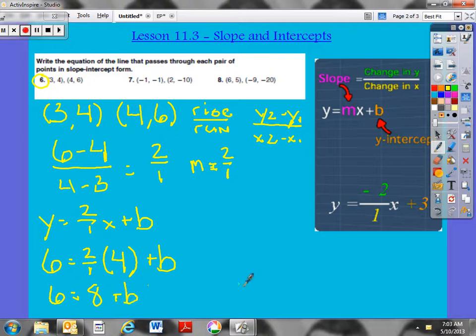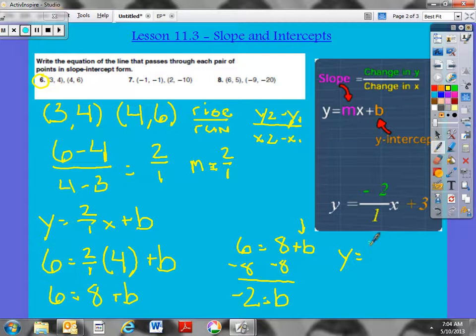I am running out of room here, so I'm going to transfer this over here. 6 equals 8 plus b, but I want to isolate that b, the y-intercept, so I'm going to get rid of the 8. Whatever I do to one side of the equation, I do to the other, to keep the balance. This gives me negative 2, so b is equal to negative 2. Now if I put this back in slope-intercept form, y is equal to the 2 over 1 x, the slope, plus the y-intercept, negative 2. So there is my answer.